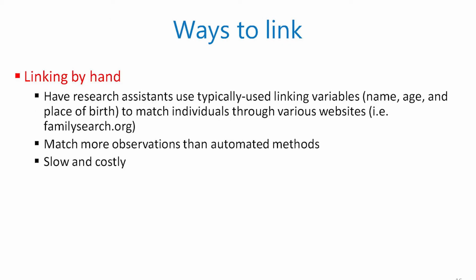And so there are various ways that we do this. What you do when you link by hand is you have researchers use these characteristics, the name, age, and place of birth, and then you match the individuals using various websites like FamilySearch.org or Ancestry.com, right? And then you can match individuals or sets of individuals to different data sets, right? It's slow and costly, but people usually feel a little bit better whenever they have humans doing these matches rather than computers, because computers can over-apply the different rules that we link. But you can't link tens of millions of individuals using hand matches, right?